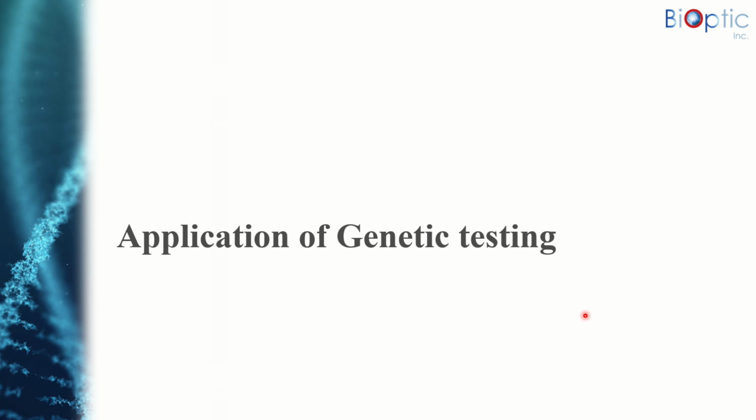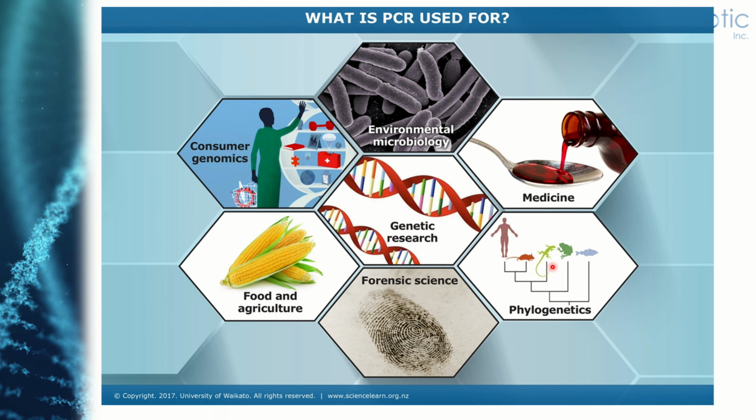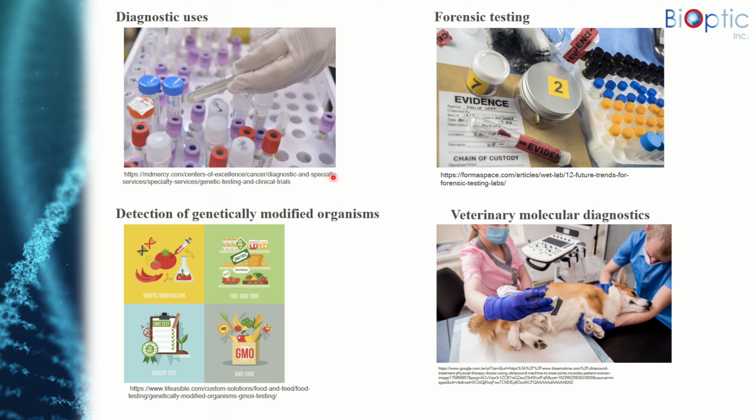So, here are the common applications of genetic testing. There are numerous applications for PCR. It is commonly used for both diagnostic and basic research in different fields. Diagnostic PCR is applied to rapidly detect nucleic acids, for example, infectious disease and gene abnormalities which may cause cancer or other diseases. And detection of GMO: some modified genes have specific sequences, and we can use PCR to identify them.